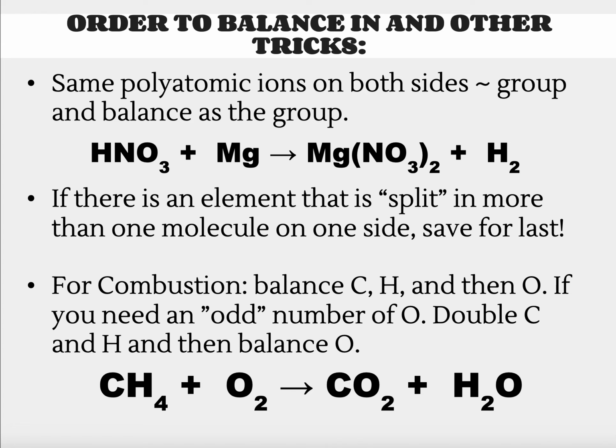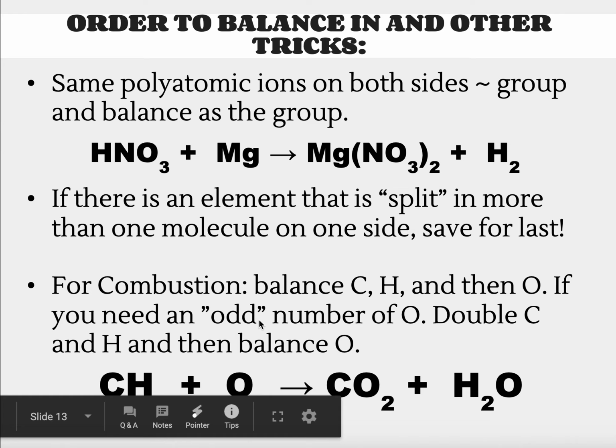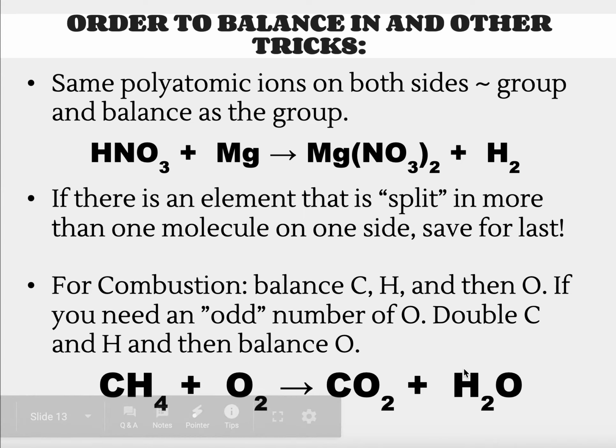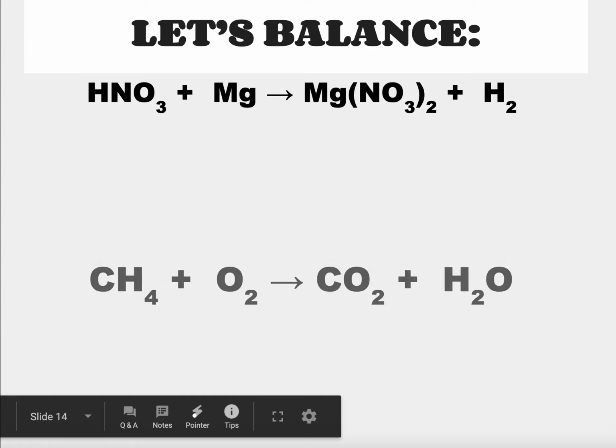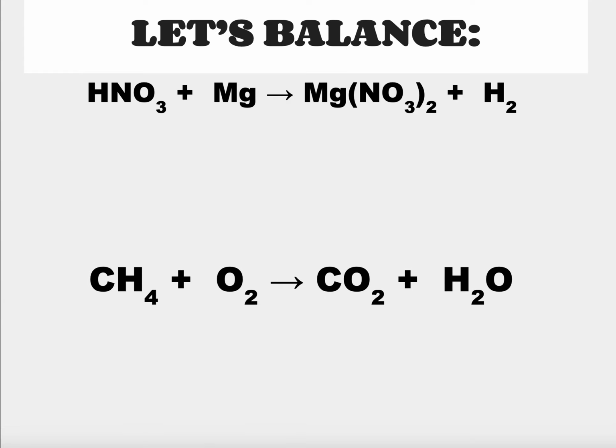And then for combustion reactions, this is a very unique situation that sometimes if you end up with an odd number of oxygen on the product side, you just need to double everything. It's pretty rare. We'll see an example like this in class, okay? So go ahead. Here are two examples. Let's see if you can balance these.